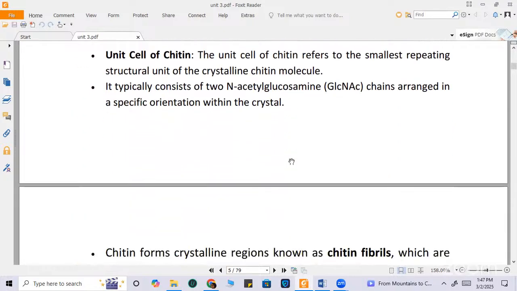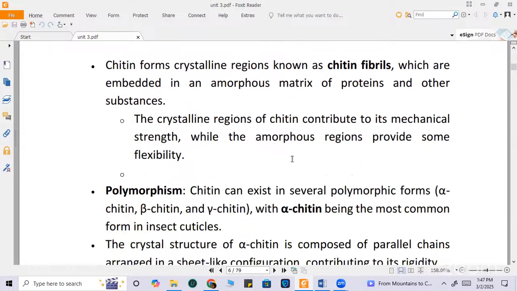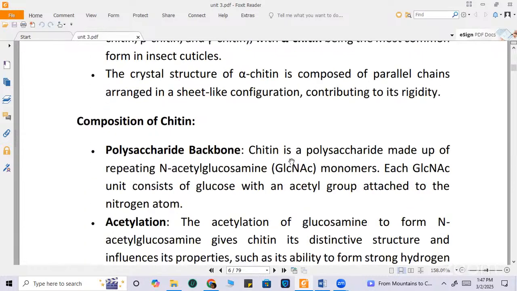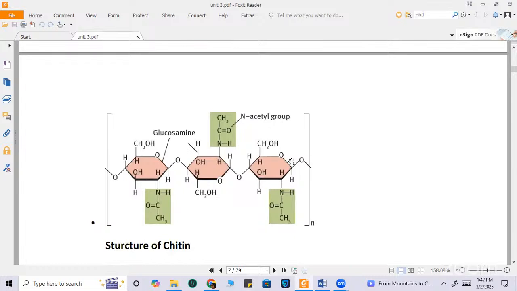So here you'll have a structure of the chitin. Basically, the glycosidic bonds bind the N-acetyl glucosamine molecules together. This is the acetyl group here, and this is the acetyl group here. So these are two different molecules bound by a beta-1,4 glycosidic bond.